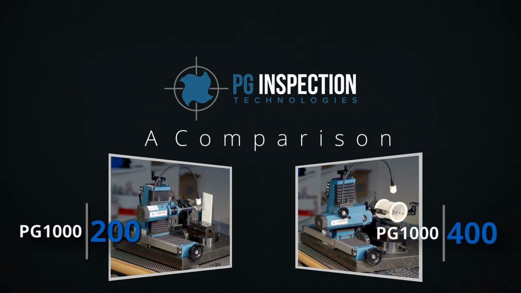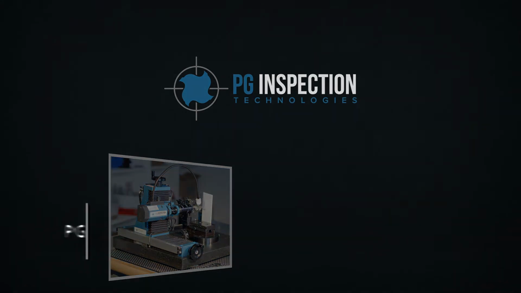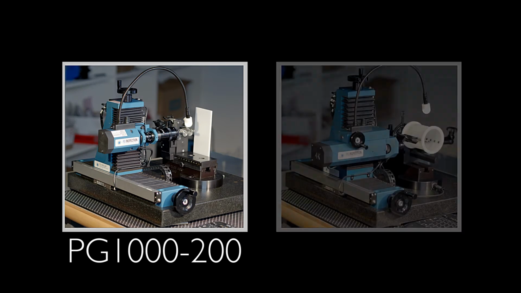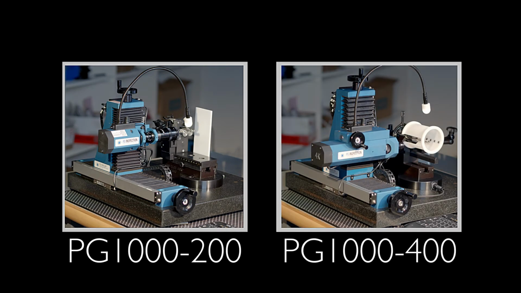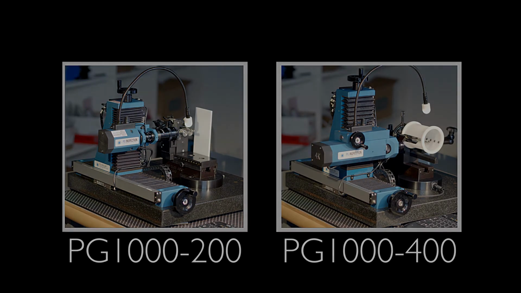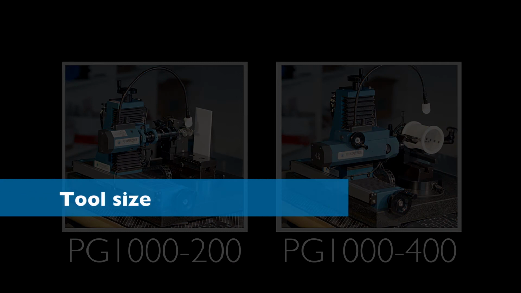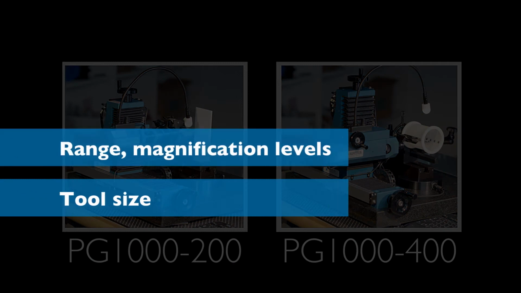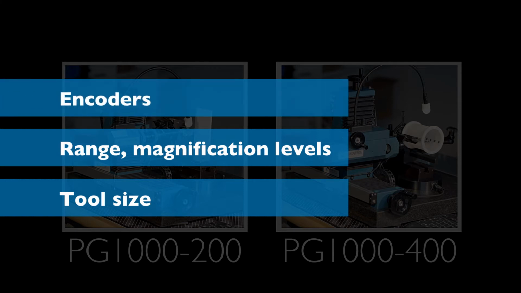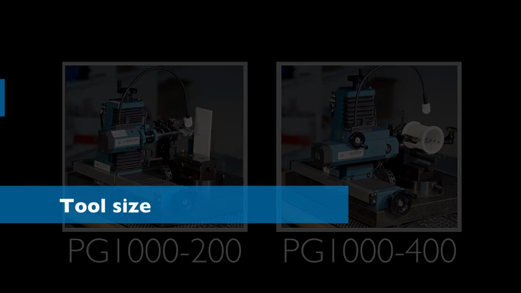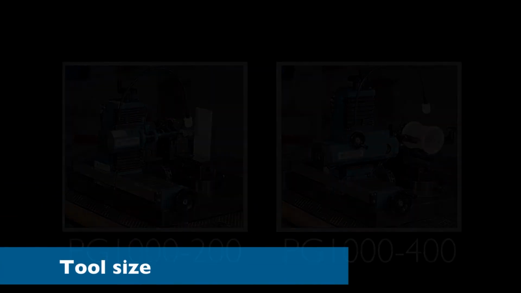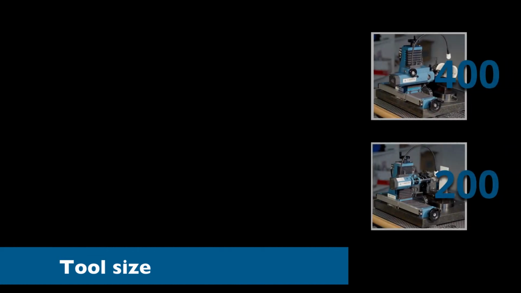The differences between PG1000 200 and PG1000 400 fall into three basic categories. Two of the differences, tool size and magnification range, are pretty simple. Encoders are a little bit more complex, but they are very significant. Let's look at the simple ones first. There are differences in the tool size that each unit can accommodate.